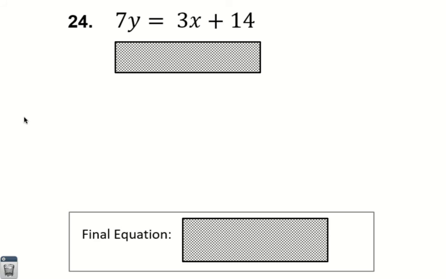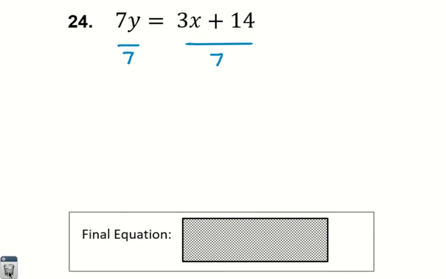This problem, is y by itself? Nope. We got to get rid of the 7. How do we get rid of that 7 in this situation? We divide both sides by 7. And so how do we divide that right side by 7? I'll tell you how. You have to divide both of those terms by 7.